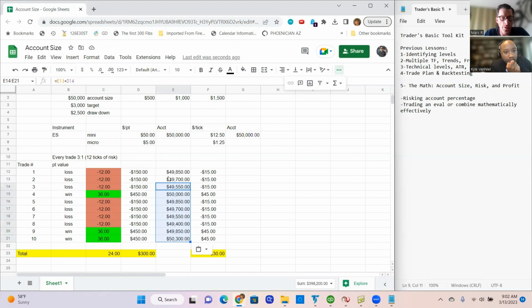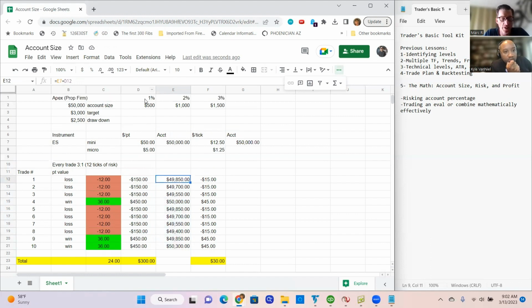So what's relevant here? You're risking 1% on any one trade. So you're risking up to $500. In this case, we're not even risking $500 because 3 points is $150 if you're trading one contract on the ES. So if you're trading one contract on the ES, 3 points every time is $150. You never hit your trailing drawdown here.